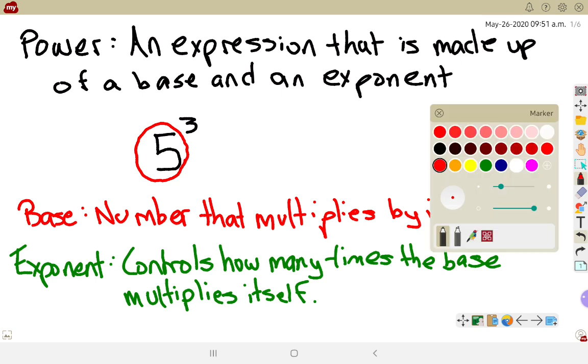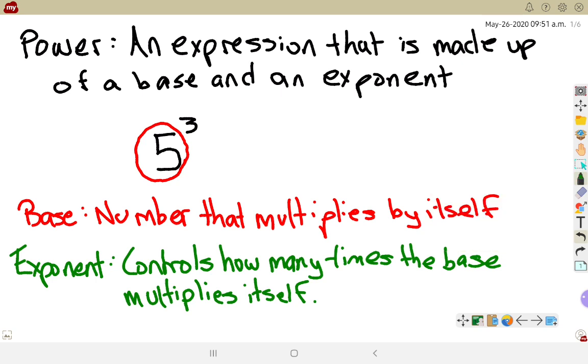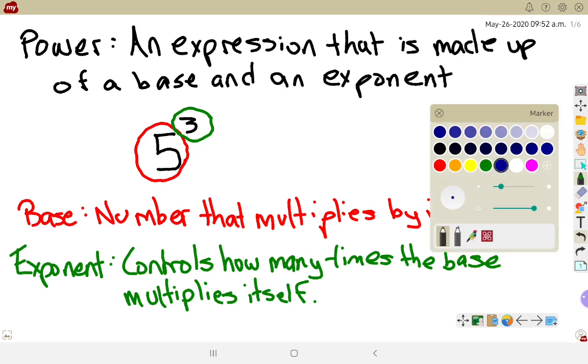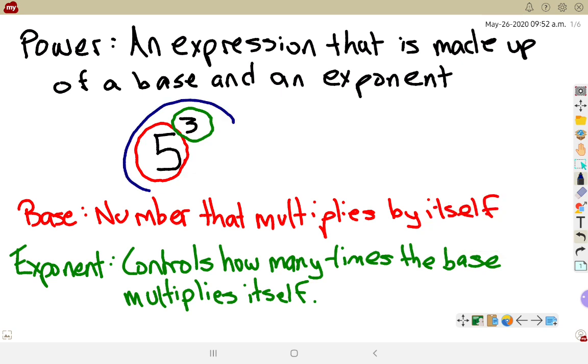That's going to be the number that multiplies by itself. The exponent tells you how many times that base is multiplying by itself, and it's that little number up top. And the whole thing all together is called a power. So a power is made up of a base and an exponent.